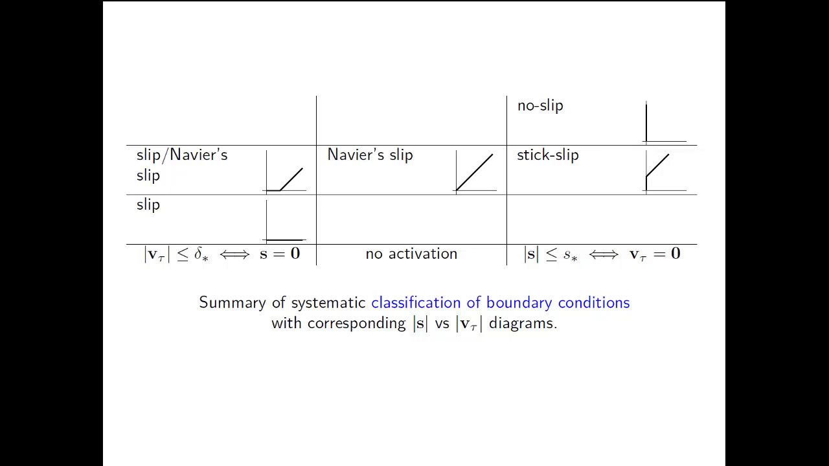So stick slip is, to me, a very interesting condition because it behaves like no slip, and absent certain activation, it starts to slip, following, for example, the Navier slip relation. And this is this dual relation. So fluid is perfectly slipping up to a certain threshold, and after that, friction somehow starts to play a more significant role.